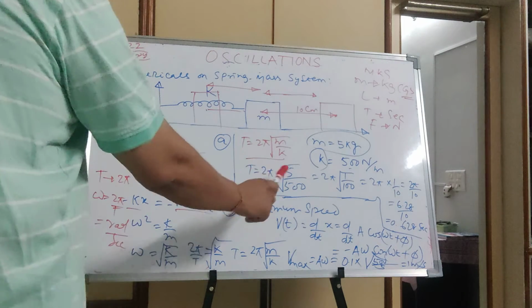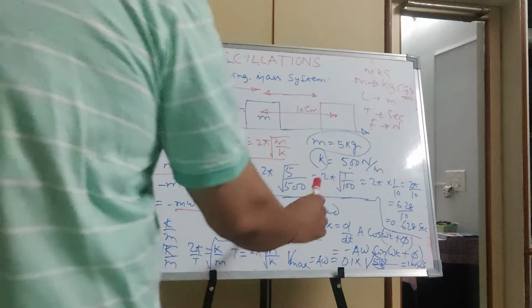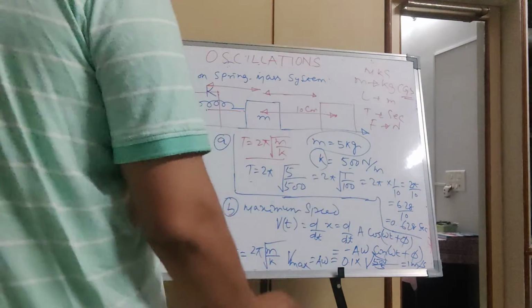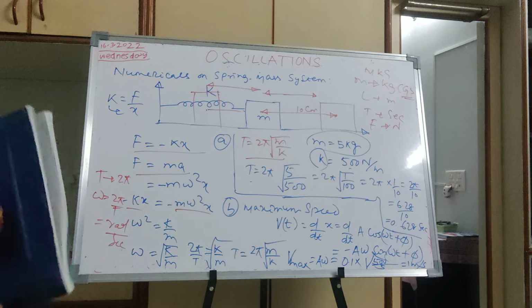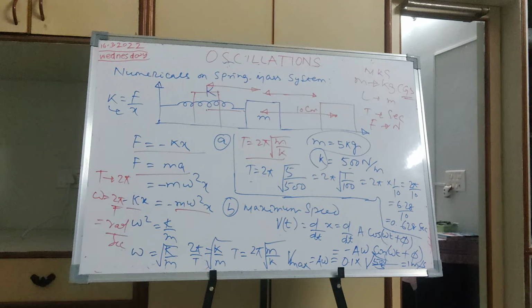So you replace mass as 5 kg and stiffness as 500. So 2 pi times square root of 1 by 100. Square root of 1 by 100 is 1 by 10. So this becomes 2 pi by 10. 2 pi is 6.28, divided by 10, that becomes 0.628. So the time period of this motion is 0.628 second. Now you can take a picture.